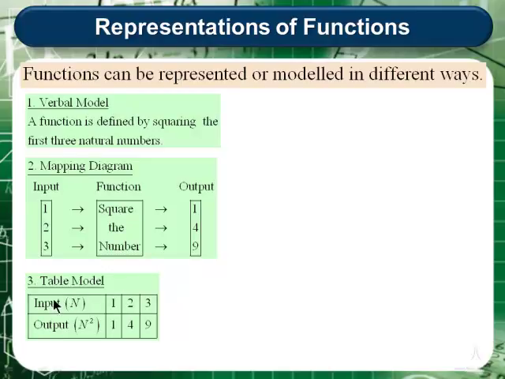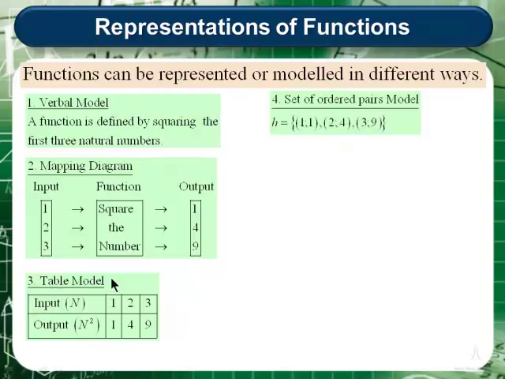Another way is, of course, to put these input and output values into a table. Note, if the input is n, the output is n squared. So n will be placed on the horizontal axis, while n squared will be placed on the vertical axis. So n is, in this case, my independent variable, while n squared is your dependent variable.